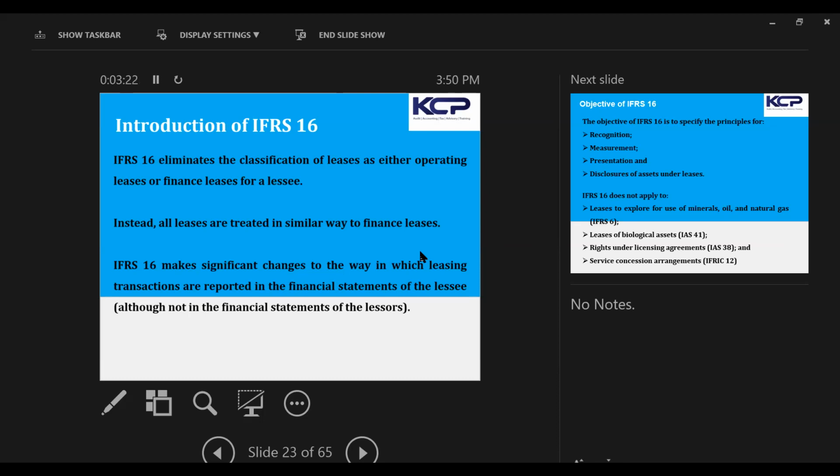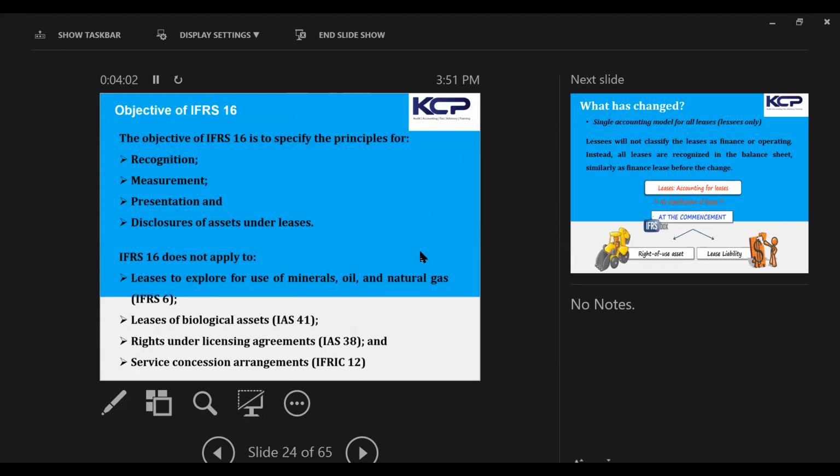IFRS 16 makes significant changes to the way in which leasing transactions are reported in the financial statements of the lessee, although not in the financial statements of the lessor. So as far as the lessor is concerned, IFRS 16 does not change anything about how you account for lease transactions in the books of the lessor. Do you understand? Everything still remains the same. The lessor can still say, I have an operating lease, I have a finance lease. But as far as the lessee is concerned, you can only have a finance lease. However, there could be some short-term leases.